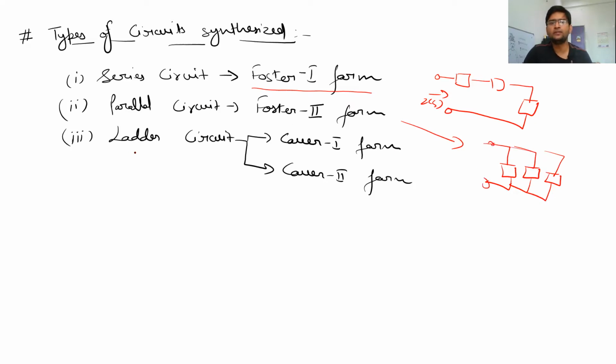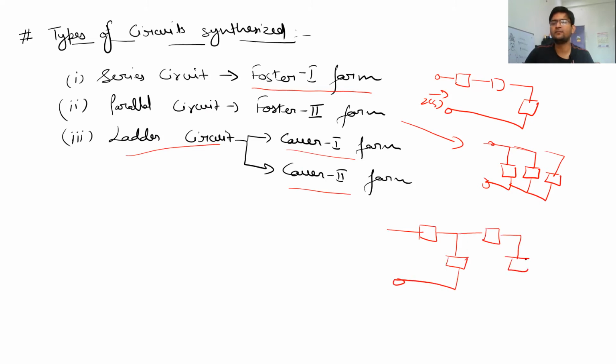And then you will see ladder kind of circuits, which are also divided into 2 parts, Cauer 1 and Cauer 2 forms. In ladder circuits, you will see one element in series, then another in parallel, and then again one in series, and then again in parallel. So this is the ladder kind of circuit that you are going to see. These forms of circuits fall under the Cauer form.